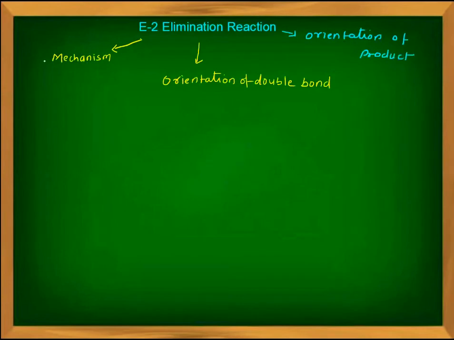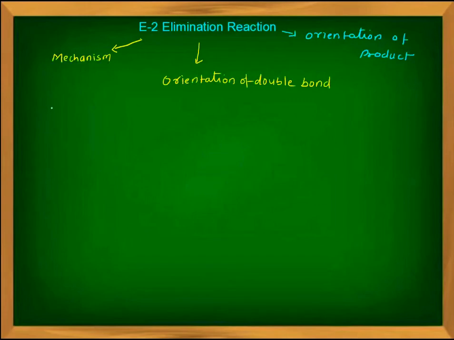So in the first part, we will discuss the mechanism of the reaction. Orientation of double bond, how you decide the position of the double bond in the product, we will discuss in another video. And orientation of product, that means how you predict the product in an E2 elimination reaction, we will discuss in another video. So this is the complete E2 elimination.